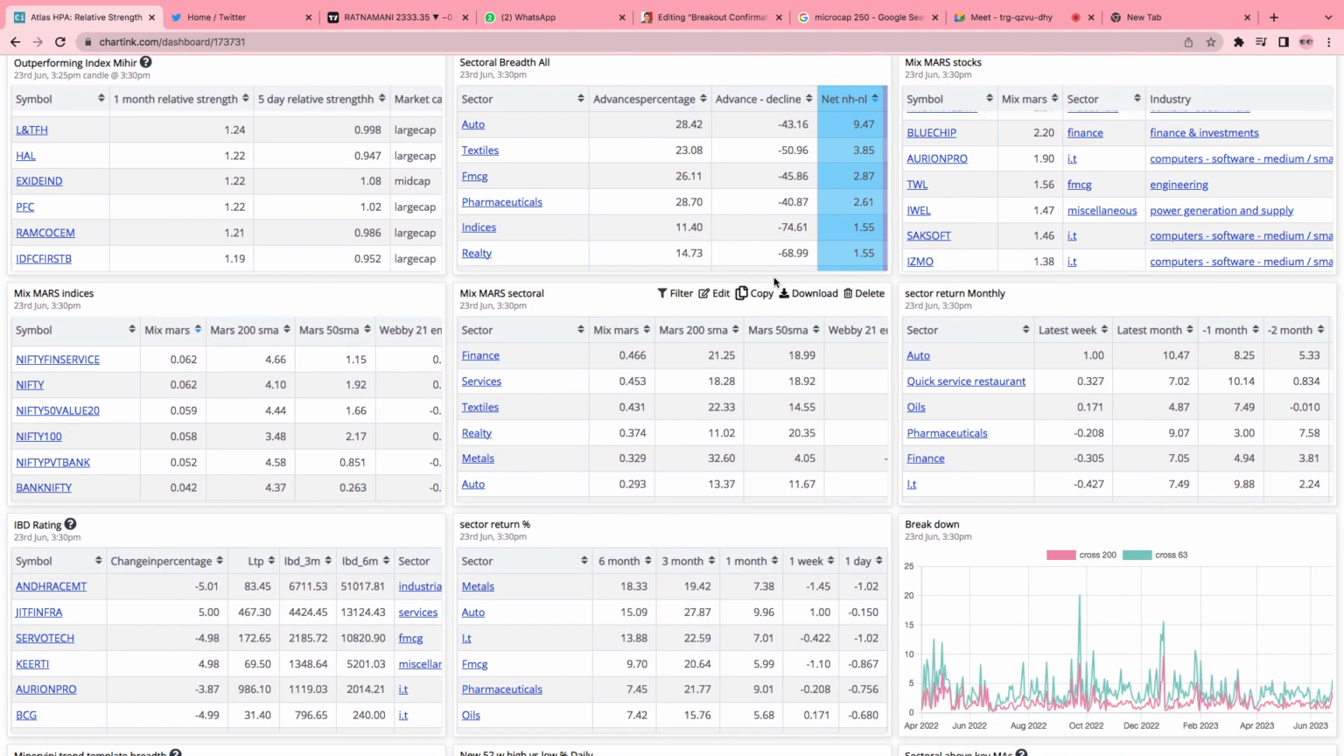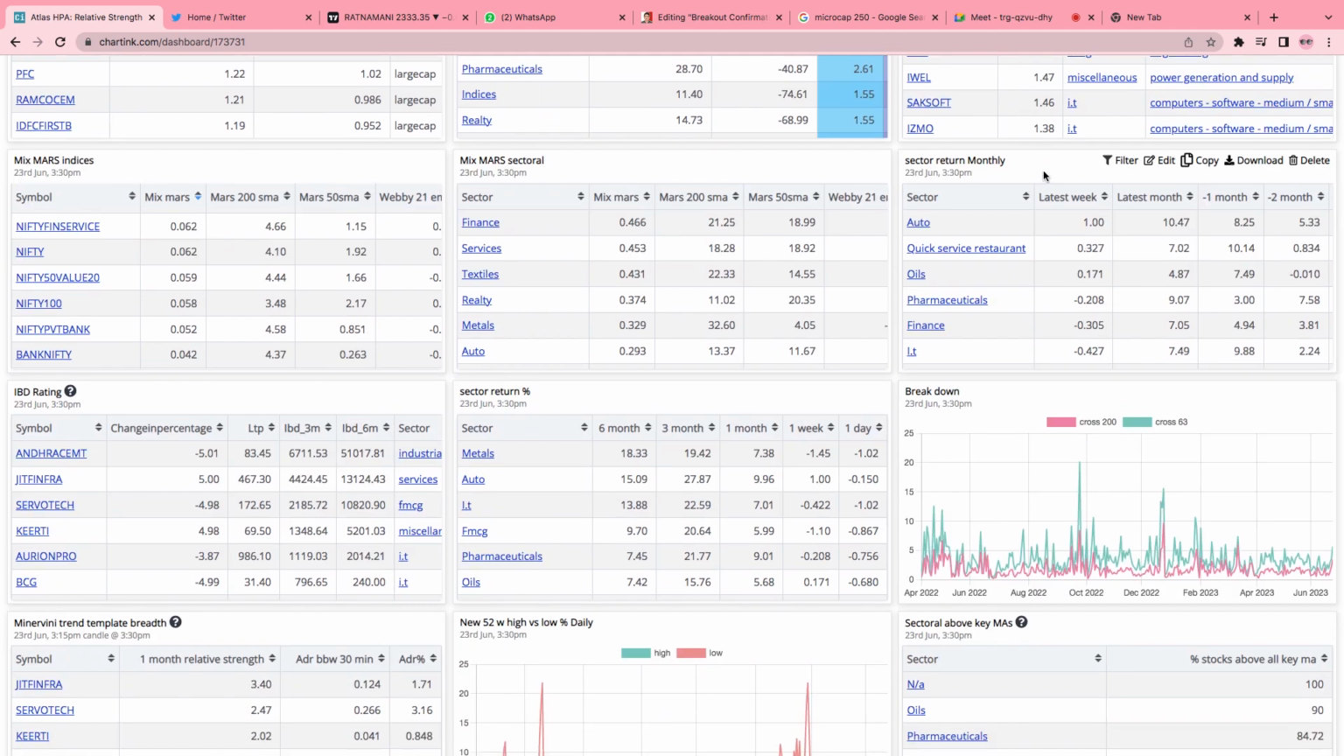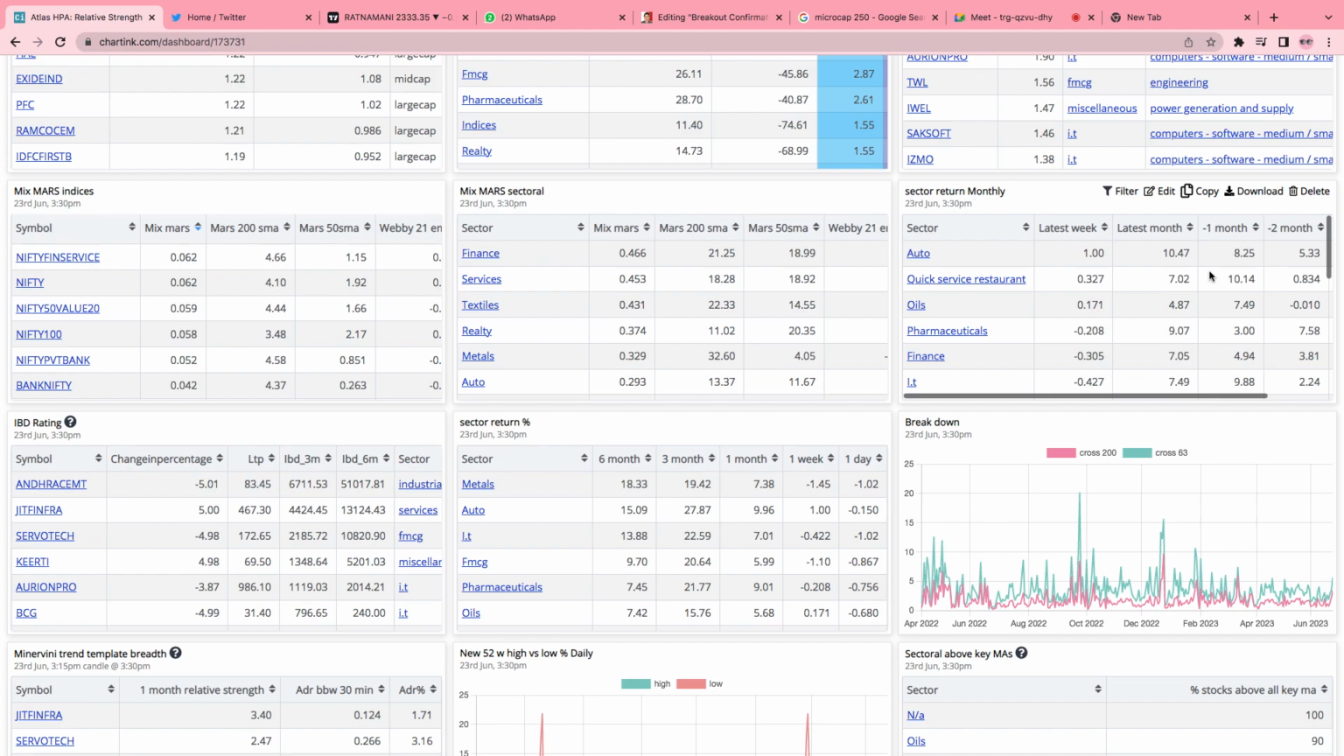And Mars I've already explained: Mars indices, Mars sectoral, and Mars for stocks. Another one is sectoral but monthly. In here you can see that I have coded for percentage move in the last week, last month, 1 month ago, 2 months ago. From here you can see what auto did: 2 months ago it had a 5% return, in the next 1 month it had 10. So you see that it's increasing. The stock power is increasing.